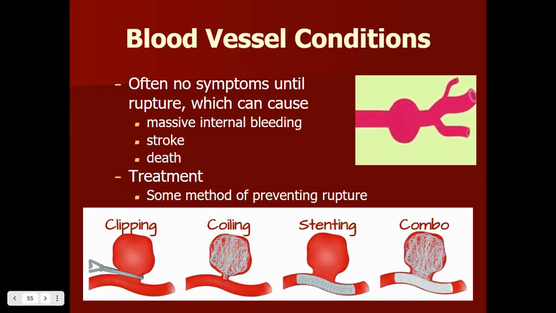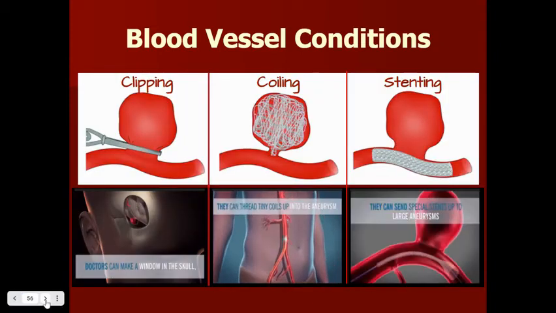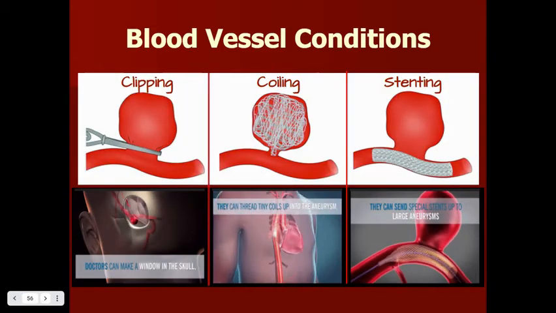There are different methods of preventing rupture. So if an aneurysm is found, we could do a process called clipping, coiling, stenting, or a combination of coiling and stenting. And here are examples of those different processes.